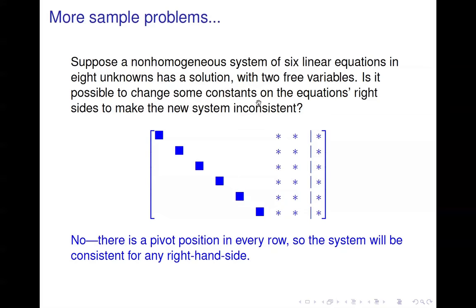Is it possible to change some constants to make the new system inconsistent? No, the answer is no to that. Because no matter what's over here, since you have a pivot position in each row, the system's always going to be consistent. So I was thinking the question was, is the system always consistent? And the answer to that is yes. Right? And that is because you have a pivot position in every row. So you're never going to end up with a row of all zeros and then something not zero over here.